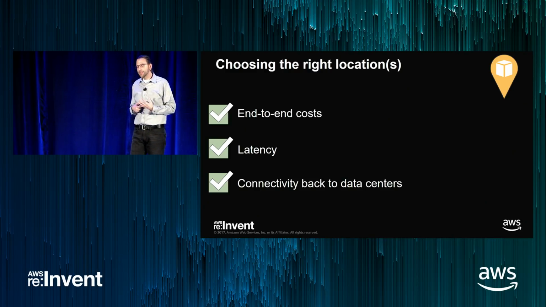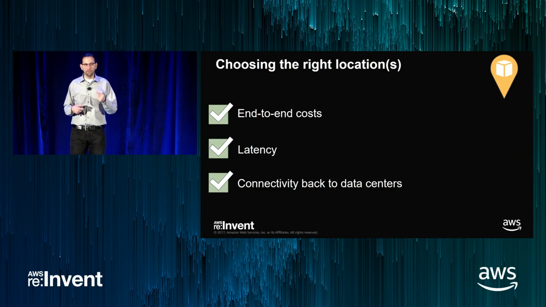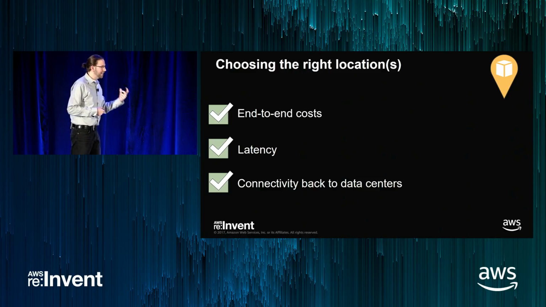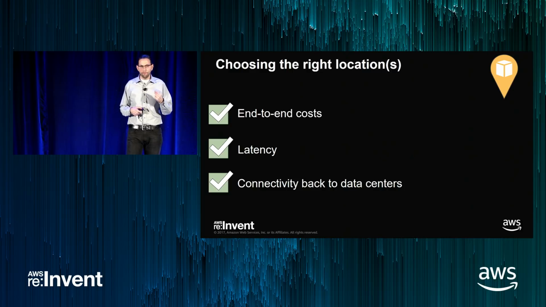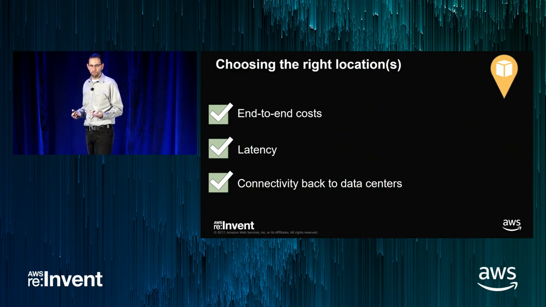And you can actually connect with your AWS account team and work on figuring out some estimated latency times between a specific region and a specific location. And then finally, how are you connecting to that location from your data centers? Does that meet your performance, resiliency, and cost targets?